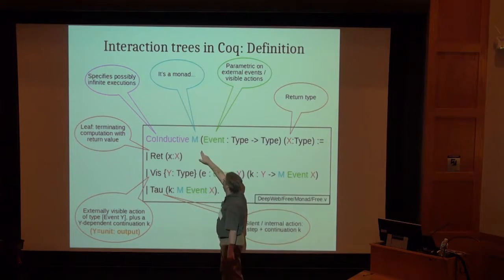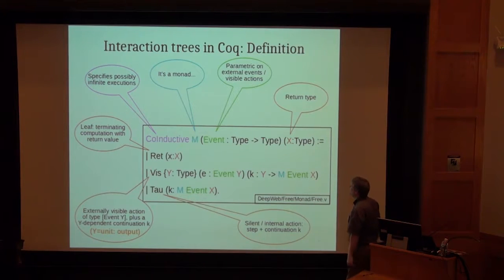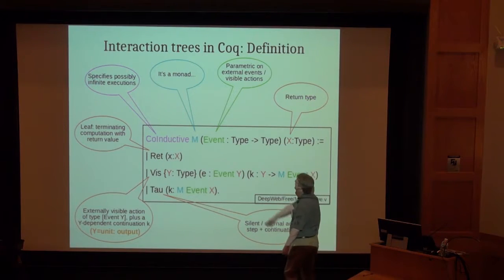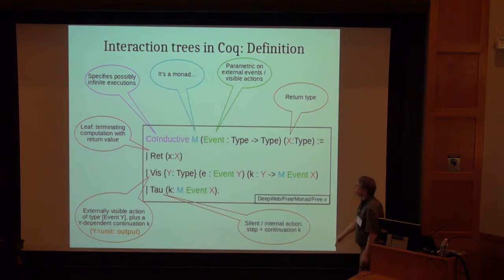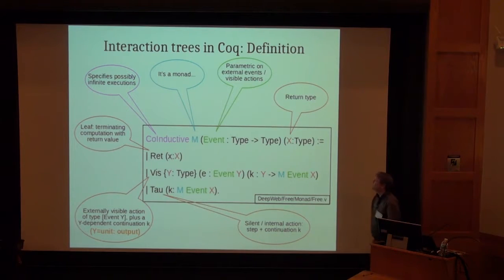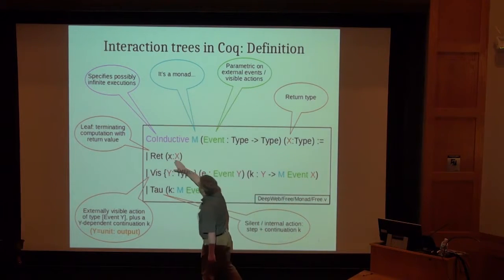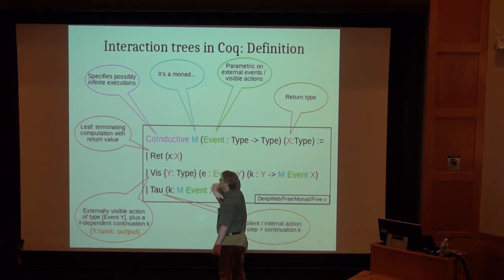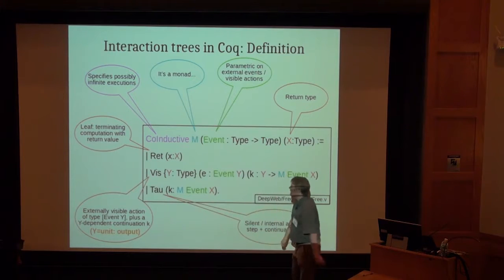It is a coinductive type, representing the potentially infinite computations. You remember that it's a monad, that gives us nice structure to compose things. We parameterize this monad with this type of events, functions over types. And we have an additional type parameter here, x, which is the type of the eventual return values. So there are three constructors. These are the terminal interactions, where we just return a particular value of that type x.